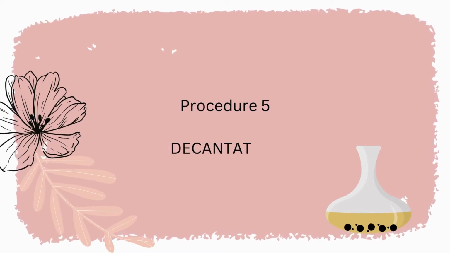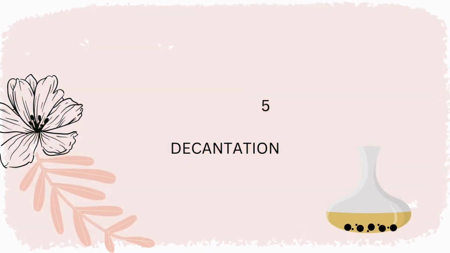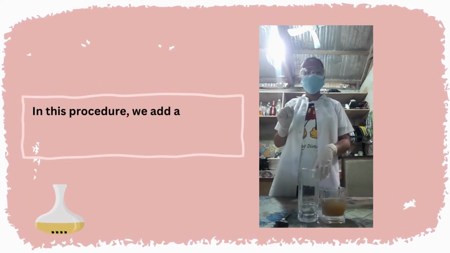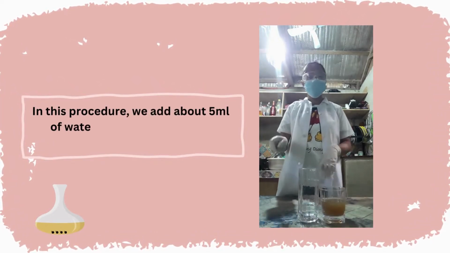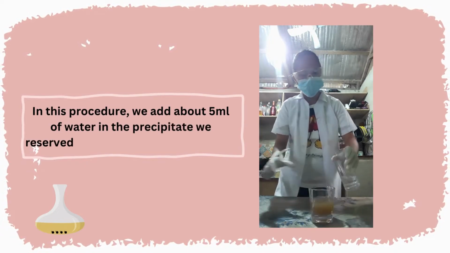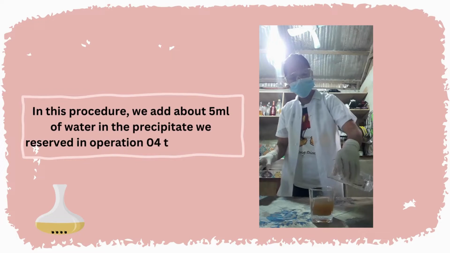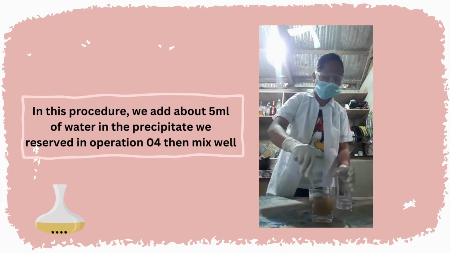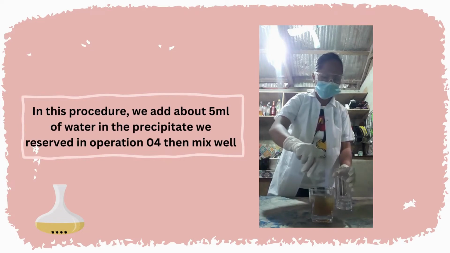Procedure number 5, which is decantation. In this procedure, we add about 5 ml of water to the precipitate we reserved in operation 4. Then mix well. Allow the precipitate to settle to the bottom of the glass.